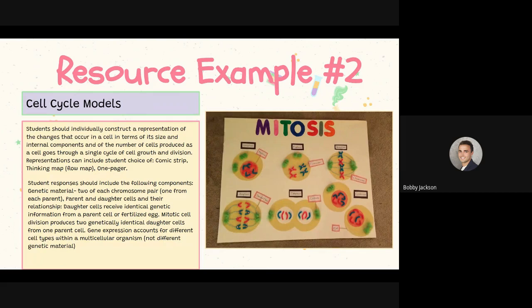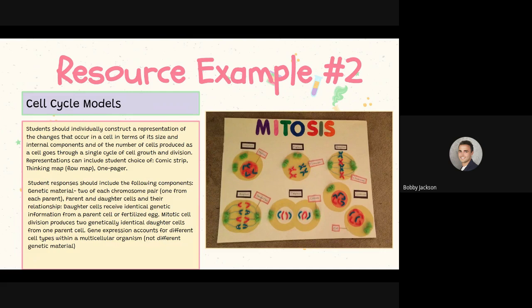You can also utilize cell cycle models. Students should individually construct a representation of the changes that occur in a cell in terms of its size and internal components and of the number of cells produced as a cell goes through a single cycle of cell growth and division. Representations can include student choices of comic strips, thinking maps or flow maps, one-pagers, and other ways of representation.